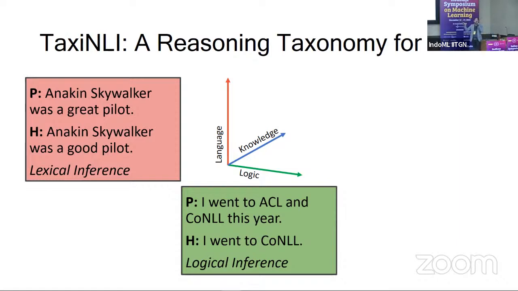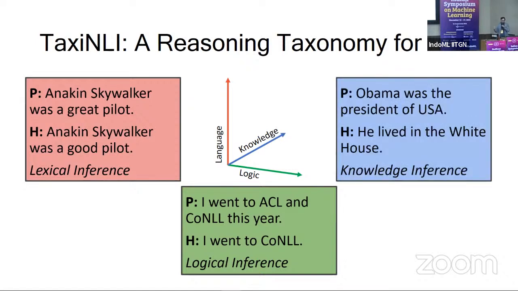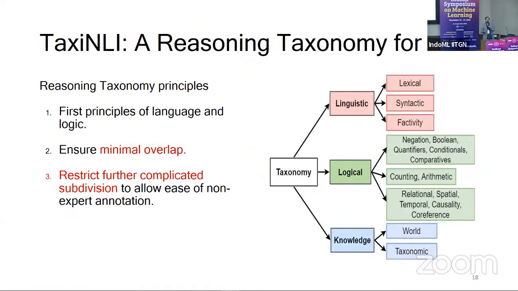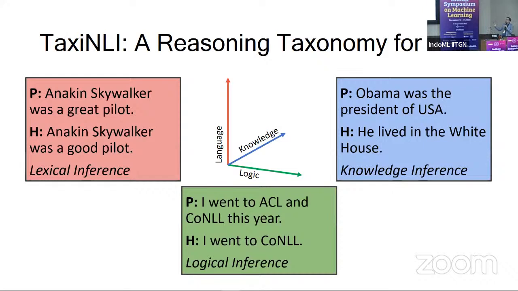The hypothesis is: I went to CoNLL. You don't really require external knowledge, but the reasoning process is not actually written in the text. That is something that we are talking about. Similarly, there is another one, which is knowledge, which requires some sort of external knowledge, or an external set of facts that may not be present in the text.